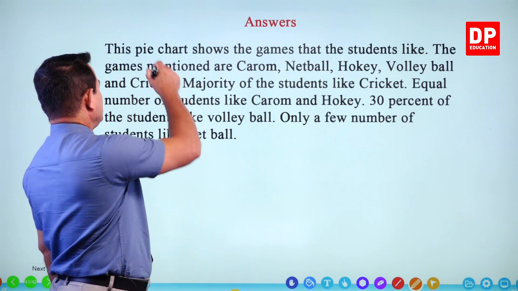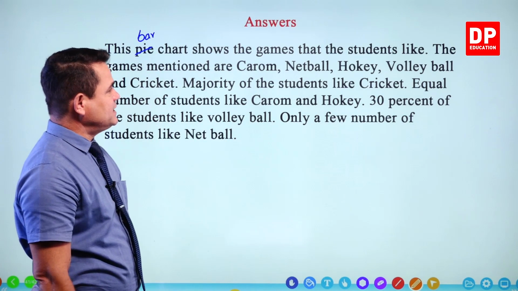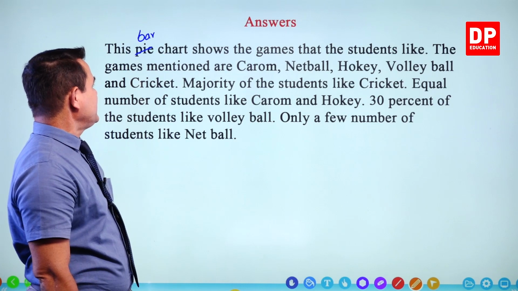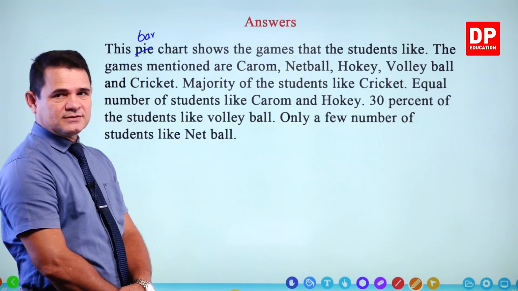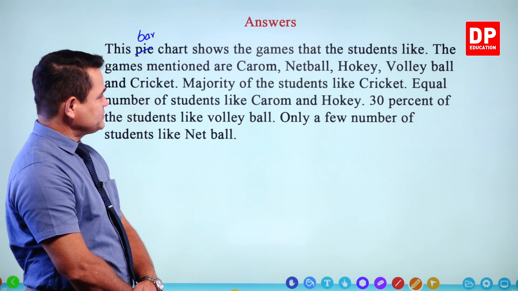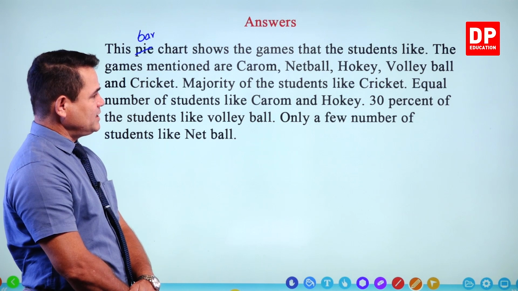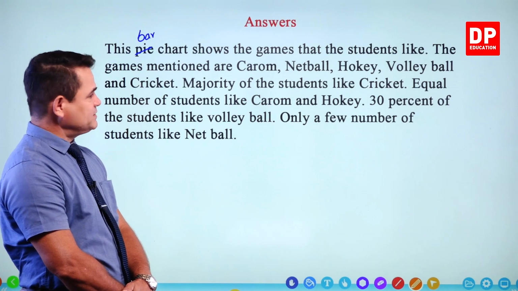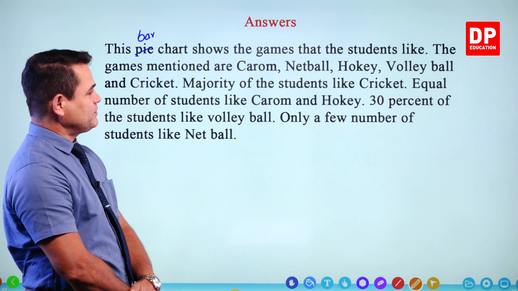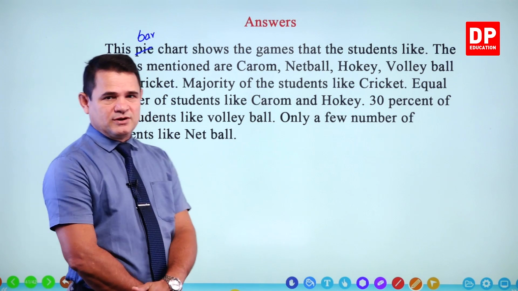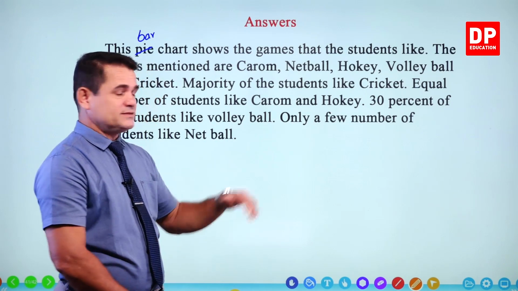Actually, that is bar chart shows the games that the students like. The games mentioned are carom, netball, hockey, volleyball, and cricket. Majority of the students like cricket. Equal number of students like carom and hockey. 30% of students like volleyball. Only a few number of students like netball. So these are the answers for what we discussed above.